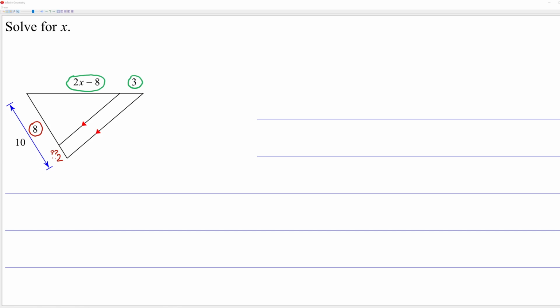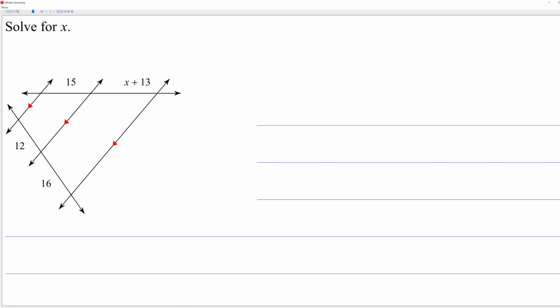Then you'll write down your proportion equation. 2x minus 8 goes with 3. And then 8 goes with 2. Solve that equation, and you're done. Now, we'll look at another special case.